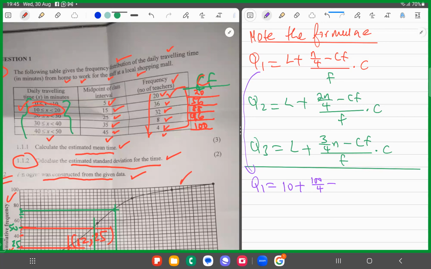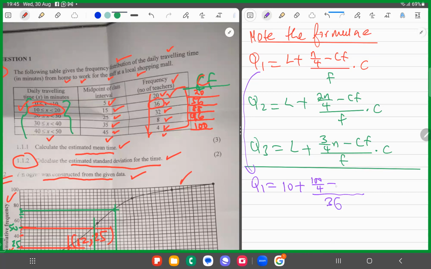Right, and the lower boundary point. What is the lower boundary point? Right, so what is the frequency straight away there for the denominator? The frequency straight away is 36.